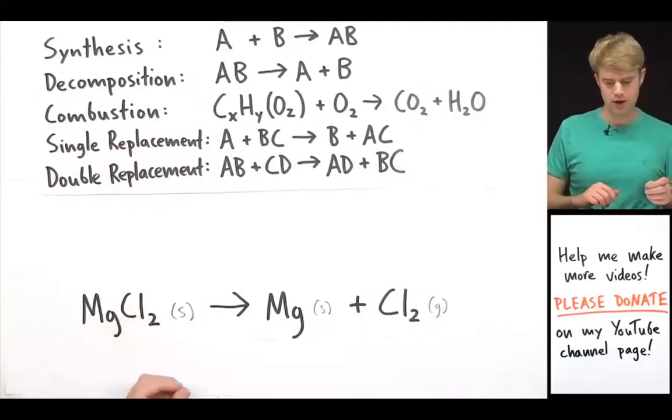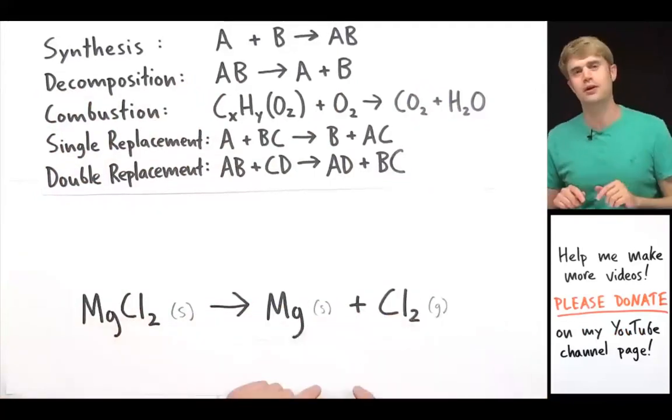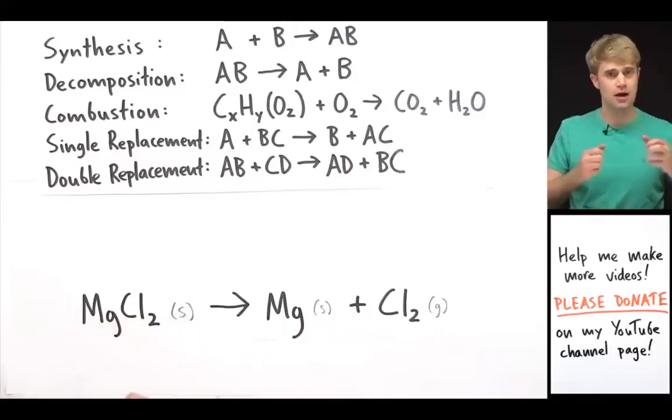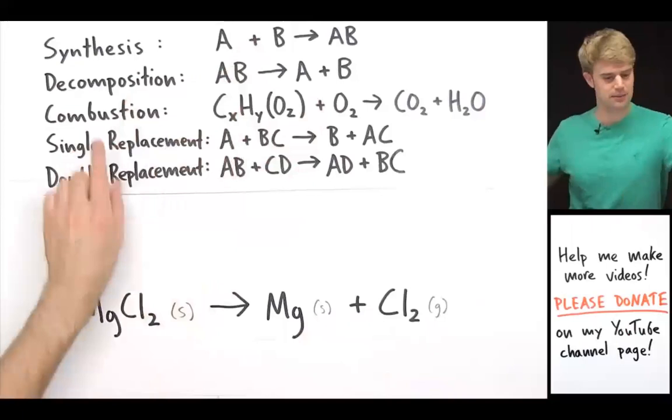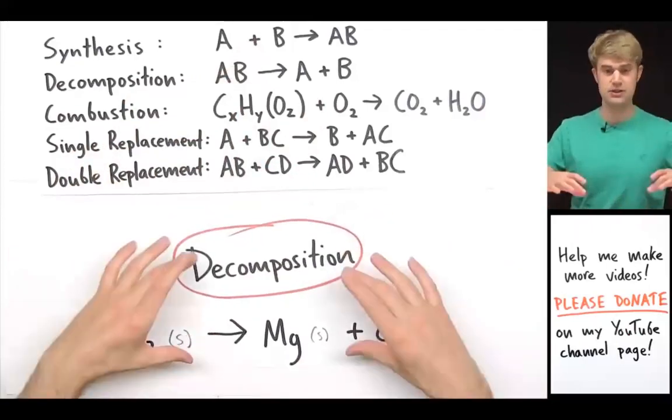Magnesium chloride turns to magnesium and chlorine gas. What's happening here is a compound is breaking down into simpler components. This is a great example of a decomposition reaction.